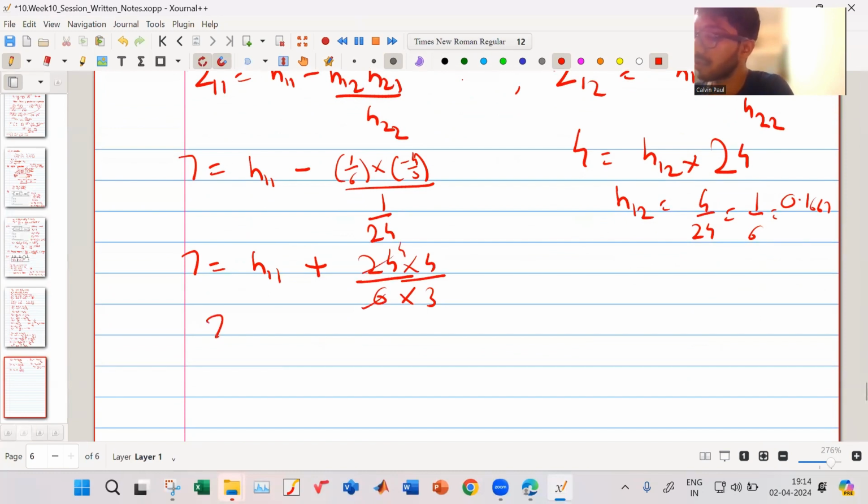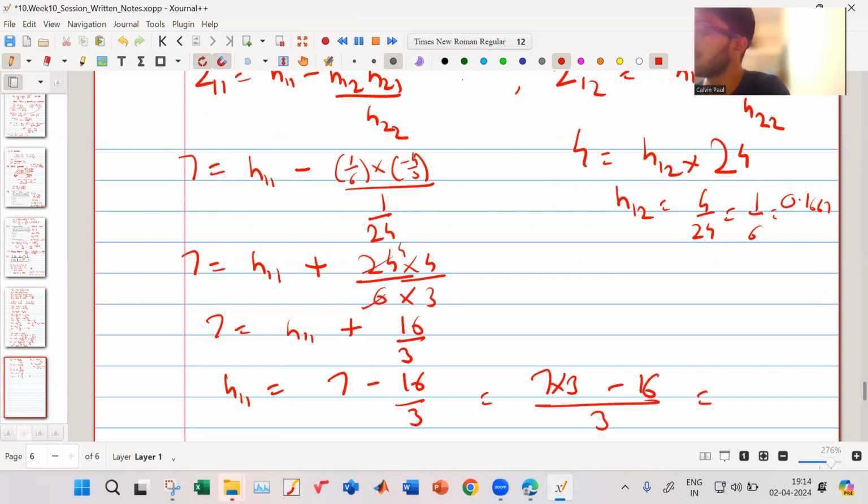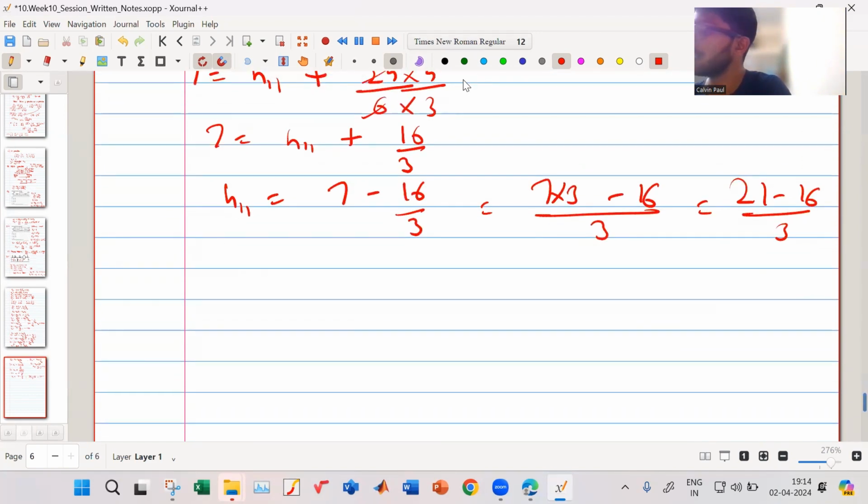So that comes out to be 4. So 7 equal to H11 plus 16 upon 3. So H11 is equal to 7 minus 16 upon 3. So it is 7 into 3 minus 16 upon 3. 7 into 3 is 21 minus 16 upon 3. So H11 is equal to 5 upon 3, which is equal to 1.6667. Any doubts?